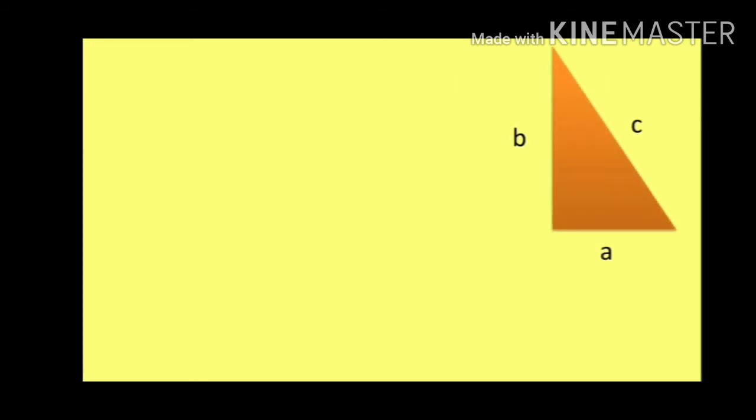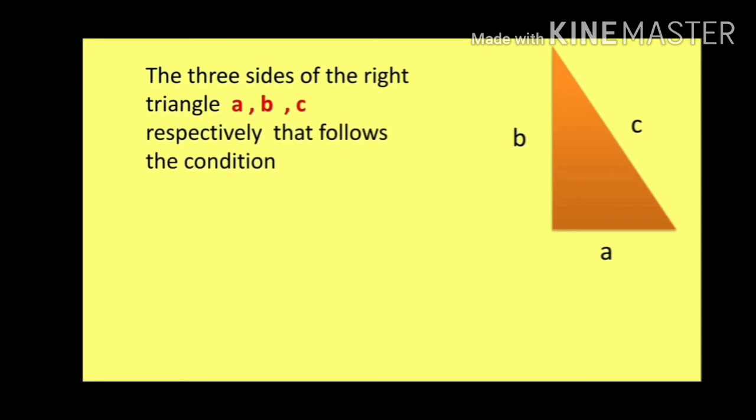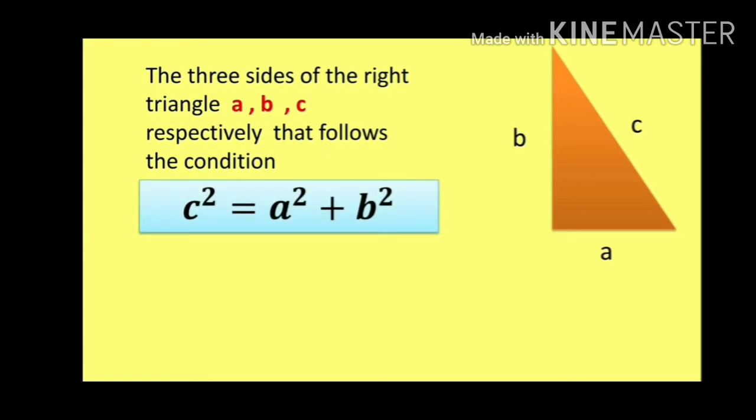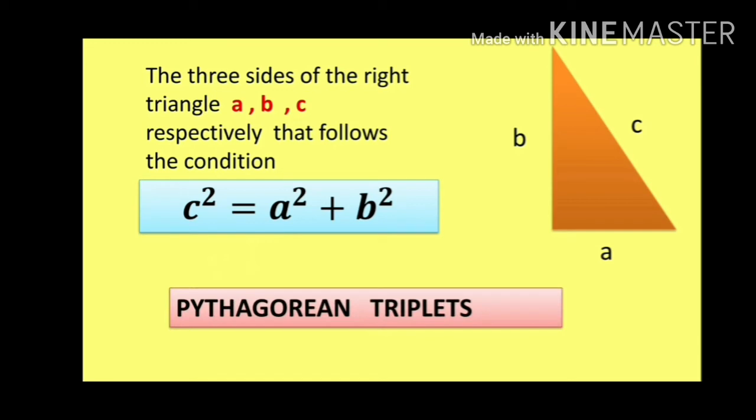Now if you consider the same triangle, the three sides of the right triangle ABC follow the condition C squared is equal to A squared plus B squared, and they are called Pythagorean triplets. So here A, B and C are called the Pythagorean triplets as they follow the Pythagoras theorem. So any numbers that follow this condition will be known as Pythagorean triplets.